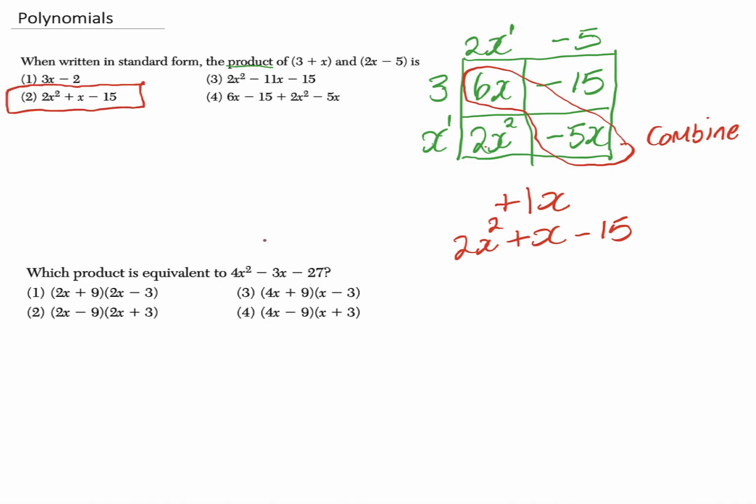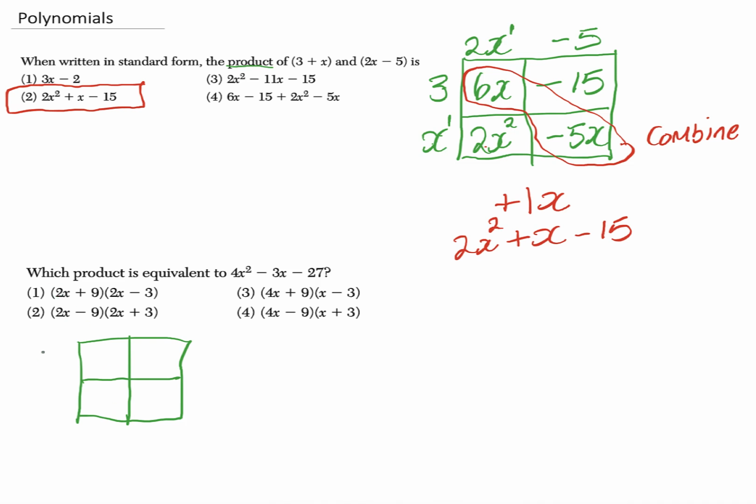All right, let's look at the second one. So here it says, which product is equivalent to 4x squared minus 3x minus 27? It's like we're working in reverse. They gave us the answer, and then our answer choices are the products. So let's start multiplying. So again, draw your box and divide your box in 4s.